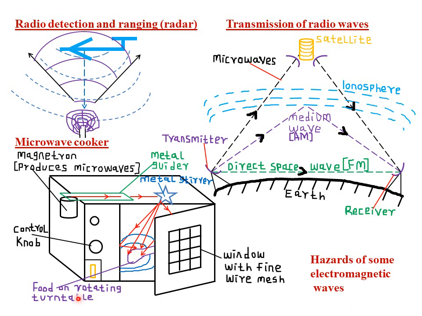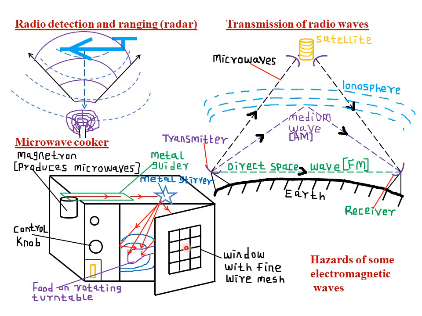Now within the oven we have a turntable where food is placed, and of course the turntable is usually rotating. When the food receives those microwaves from the metal stirrer, it absorbs them. When the food absorbs the microwaves, they heat up the water and the fat molecules in the food, hence cooking the food. Then you can see we have the window, that is the window with the fine wire mesh.